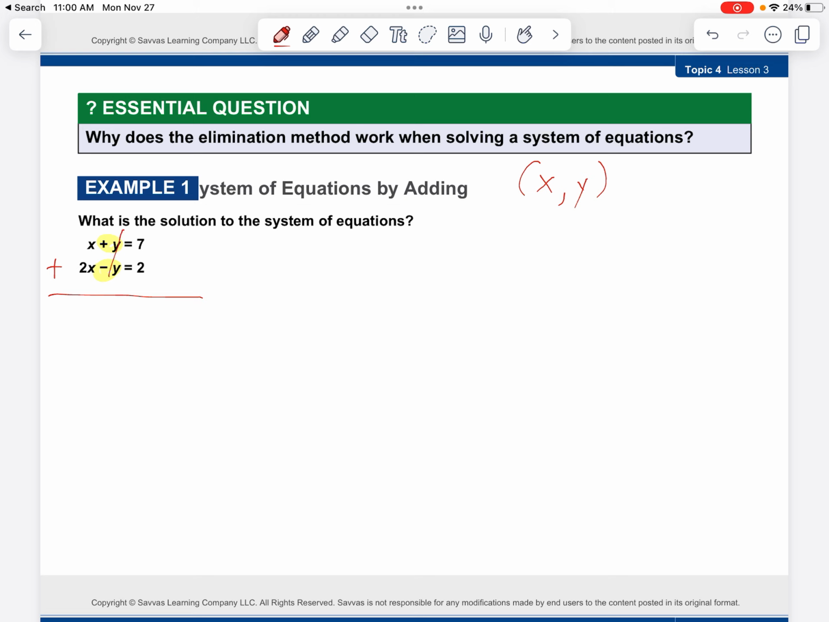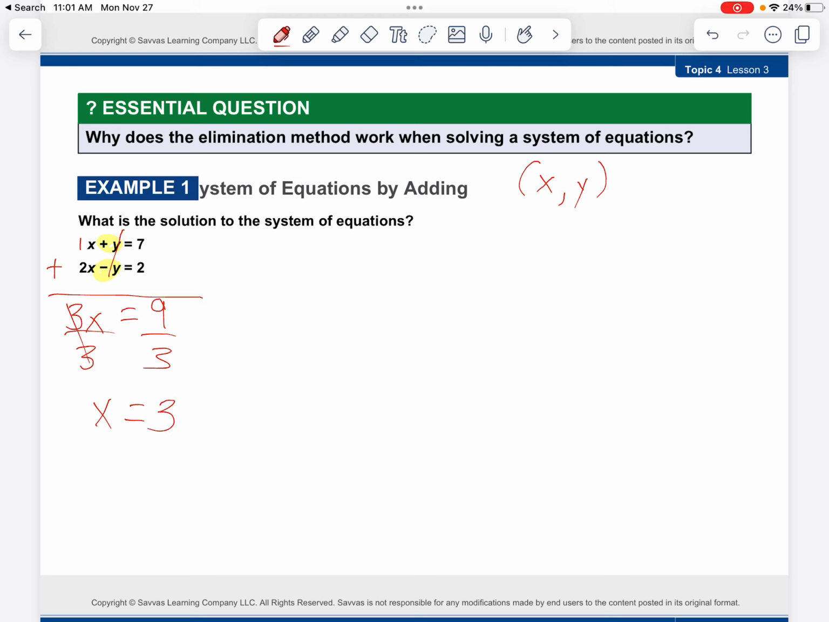When you do, your y's cancel because positive 1 plus negative 1 is 0. 1x plus 2x is 3x, equal to 7 plus 2, which is 9. And when we divide by 3, we end up with an x of positive 3.